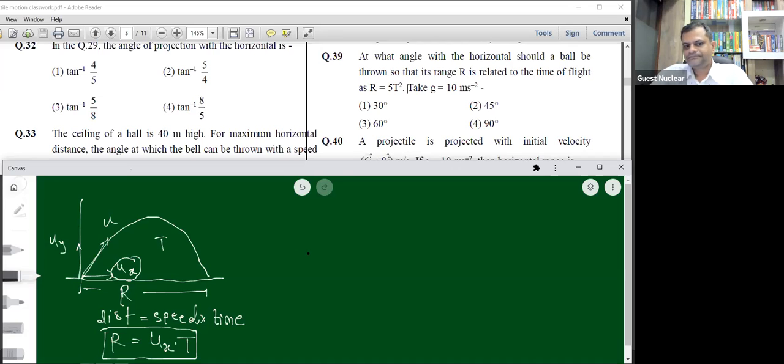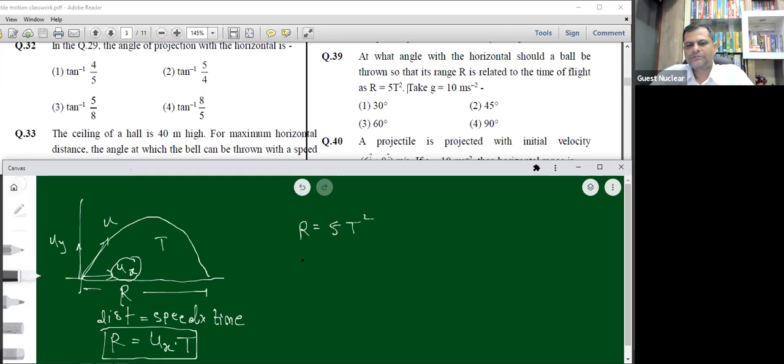So if we use it here, it should be r is given to be 5t square. इससे हमको क्या मिलता है, ux का जो वैल्यू है, no, there should be some correction here, क्योंकि r equal to ux into t भी होता है और r is equal to 5t square भी दिया हुआ है.